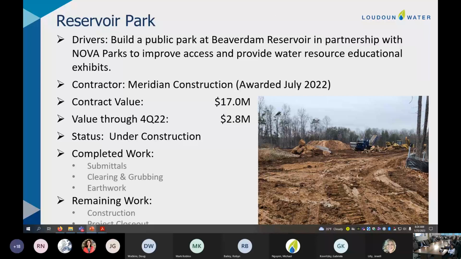Okay, Reservoir Park. The purpose of this project was to add a park at Beaver Dam Reservoir, with improved access and also educational opportunities and exhibits for the public. And we awarded this contract about 6 months ago, last year.